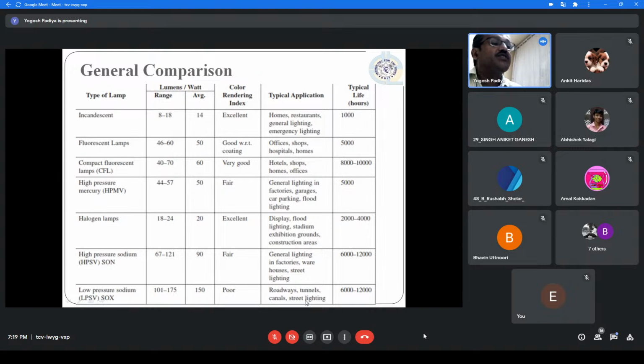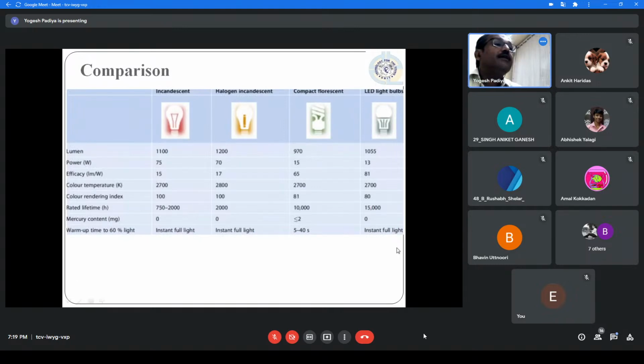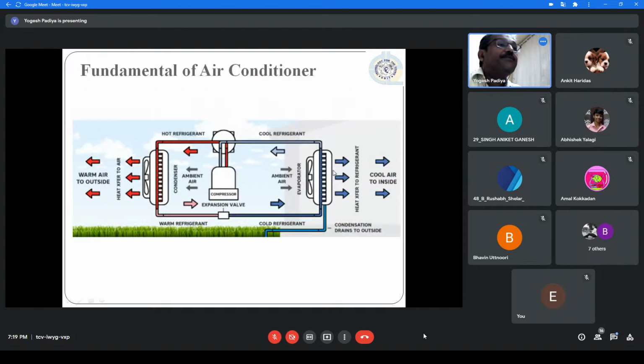So it is used for roadways, tunnels, and canals, because at these places I don't mind even if the color of the object is changed. And these are the lights of those bulbs. You can see on the street such kinds of bulbs are majorly used. Again, the same study you can get.